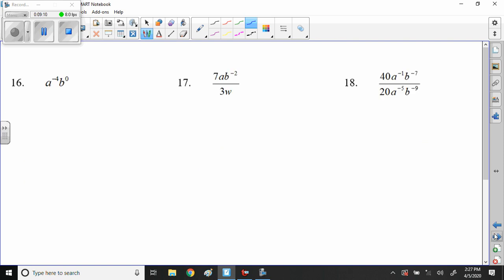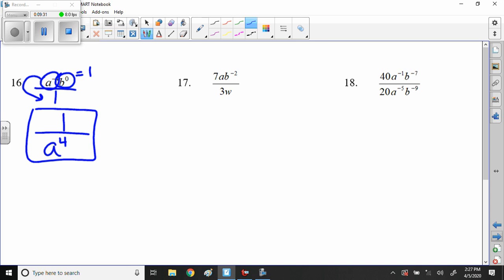Okay, on number 16, so there's no denominator. It might be helpful to see it. That way I can say, oh, this negative 4 as an exponent means this needs to move. So I'm going to say that a is now to the positive 4 in the denominator, and then b to the 0, remember, equals 1. So really we're just going to say 1 up there and we're good.